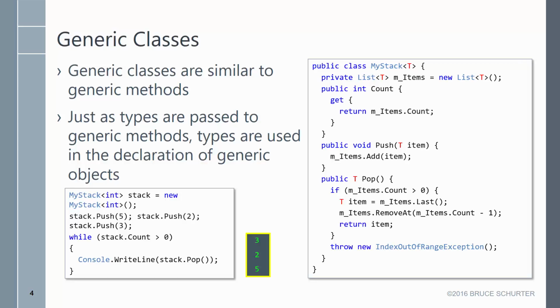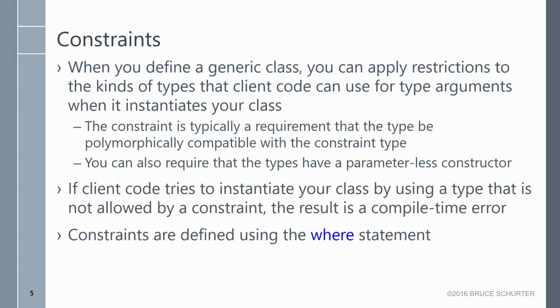When you define a generic class, you can apply restrictions to the kinds of types that client code can use for type arguments when it instantiates your class. The constraint is typically a requirement that the type be polymorphically compatible with the constraint type. You can also require that the types have a parameterless constructor.